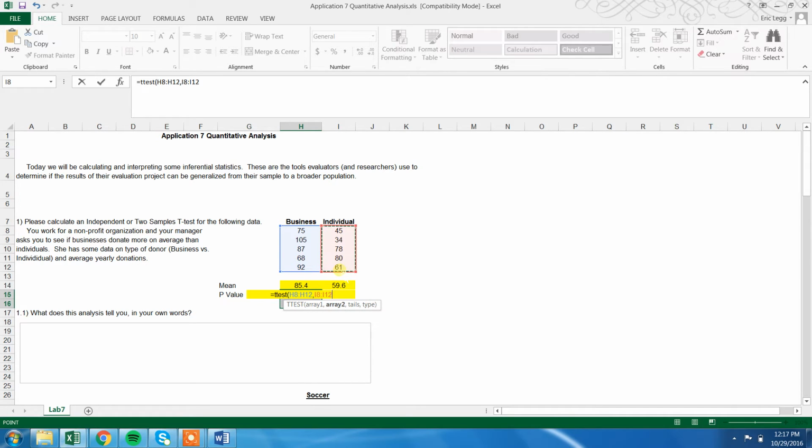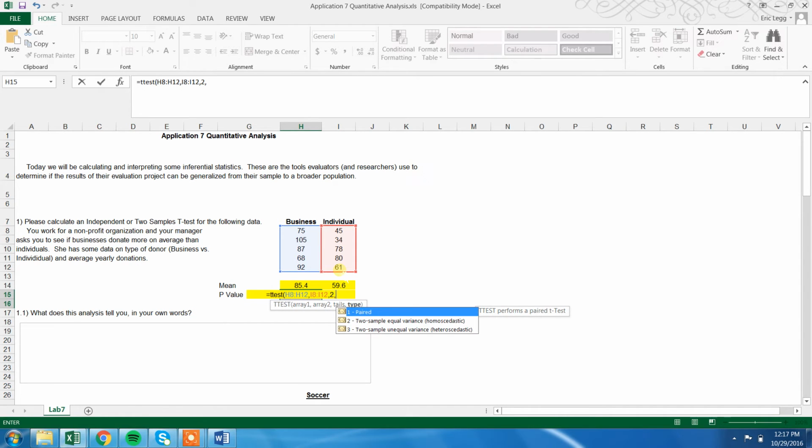Now I have to tell Excel a couple other things. So comma, and you'll see here, yours may not pop up with that menu, but as one of those, a one-tailed or two-tailed distribution, this is not something we went over. I'm just going to say 2. And I can explain that to you if you're really interested, but it's not that important.